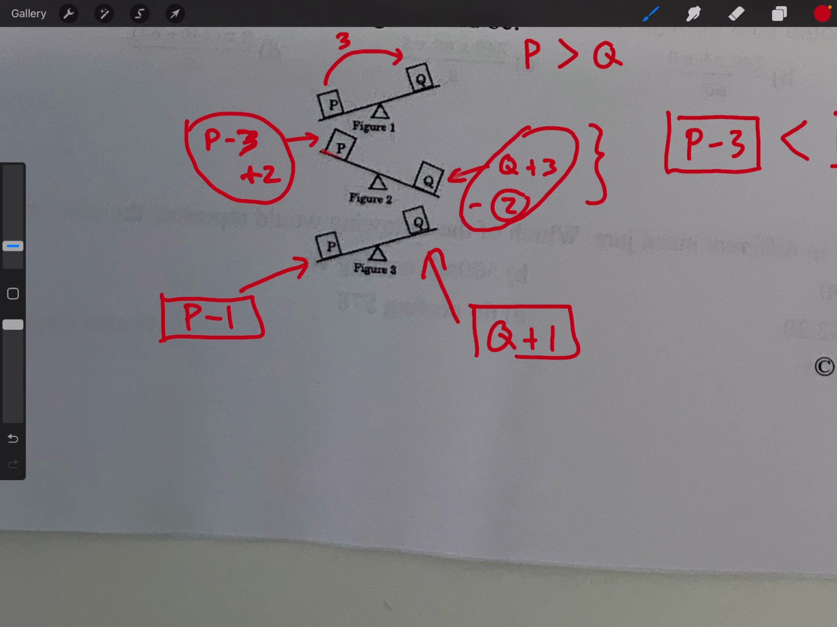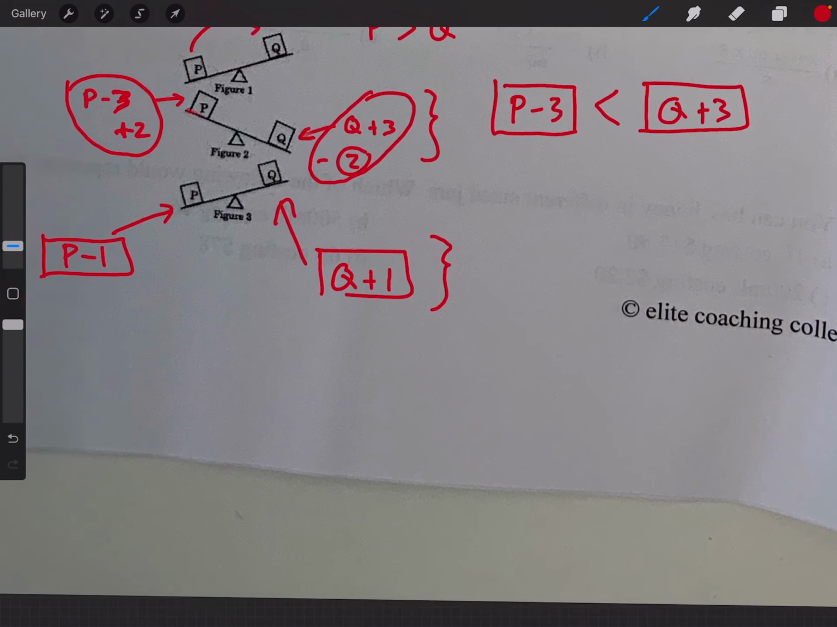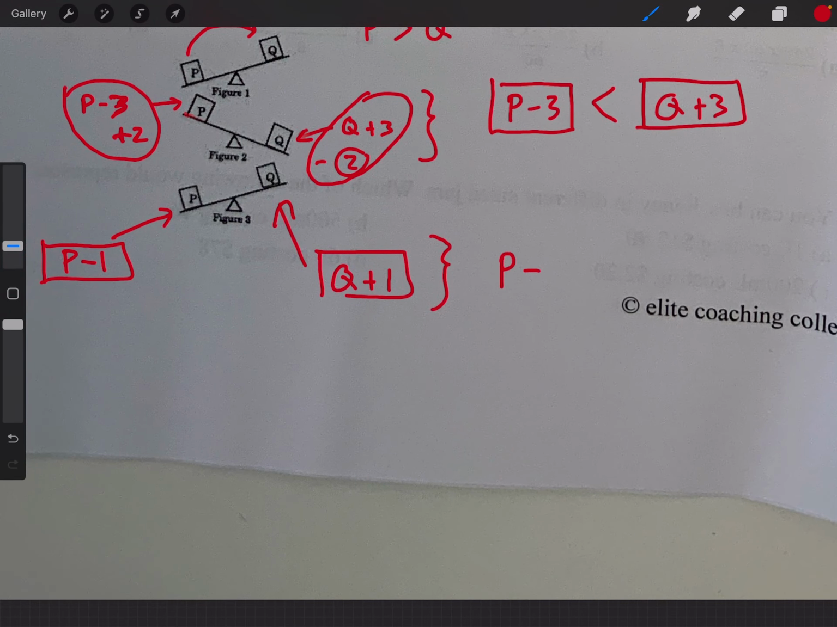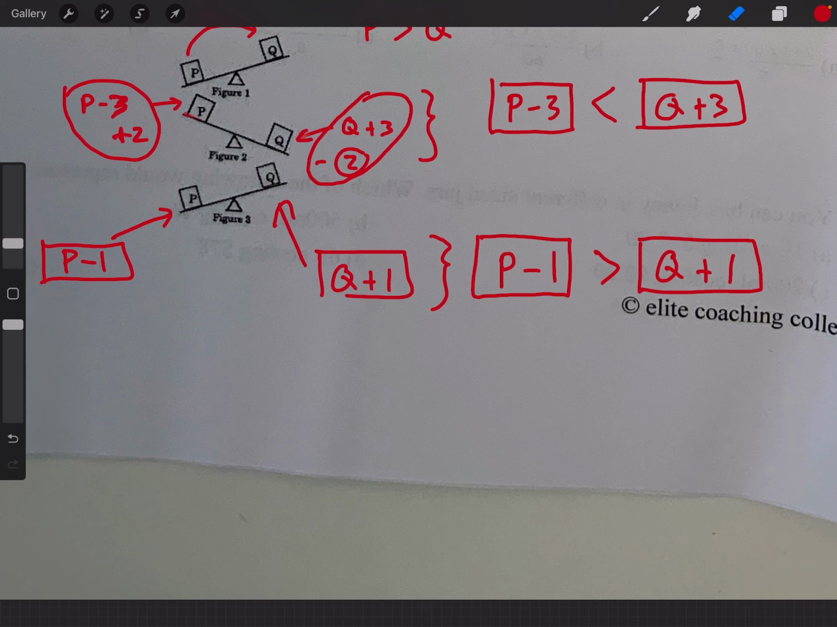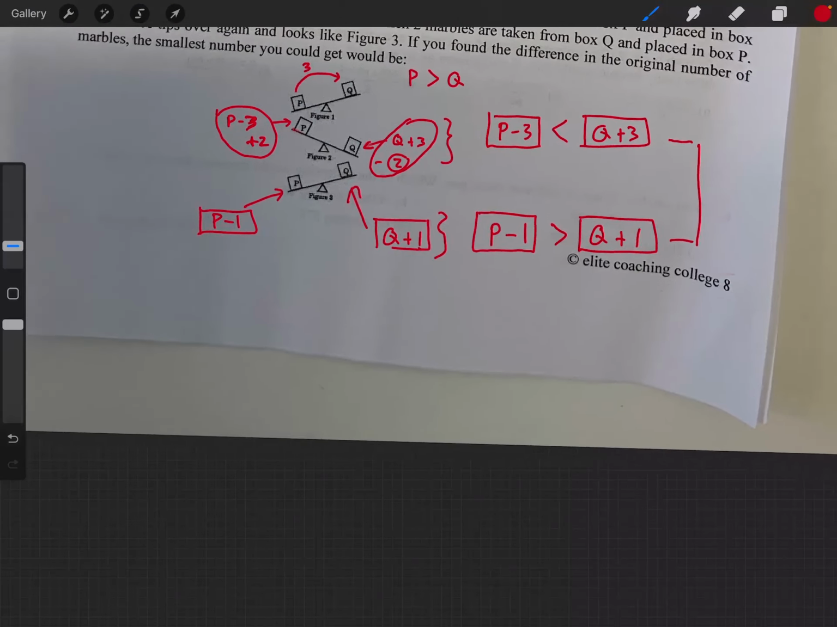Okay. So from here, we can write another equation. We can say that P minus 1 is more than Q plus 1. Alright, so these are the two equations that you can get from here, and from these two equations we can do some sort of logical explanation and get the answer.